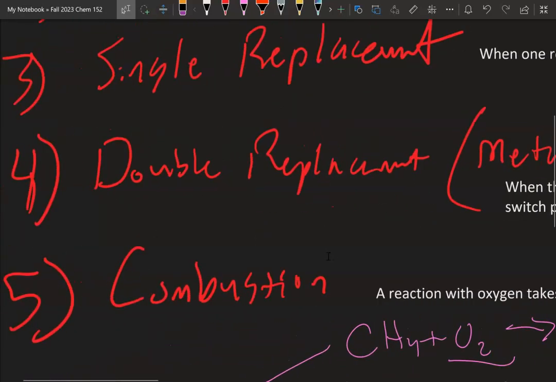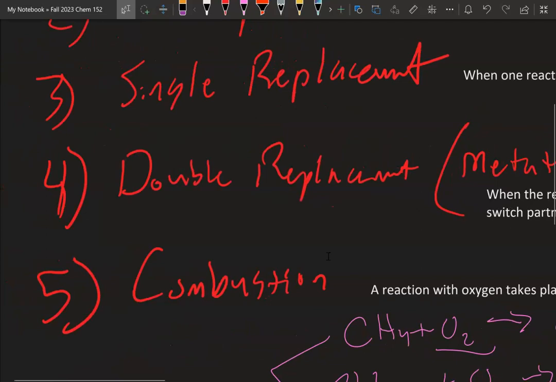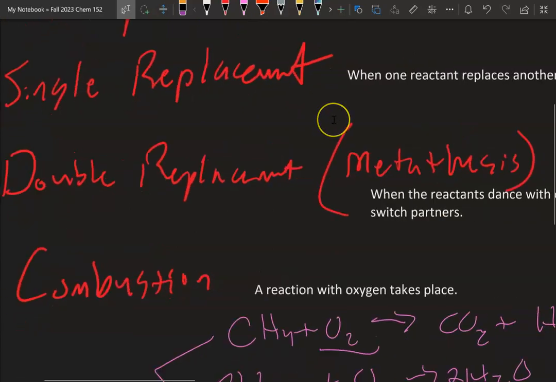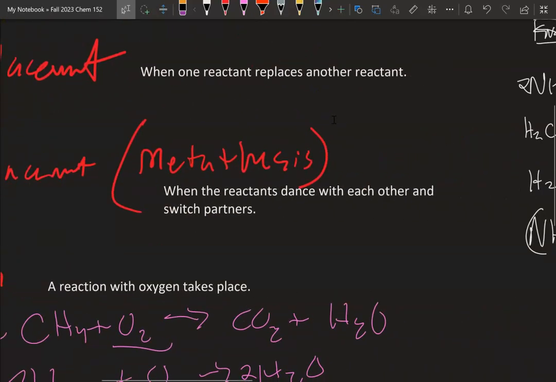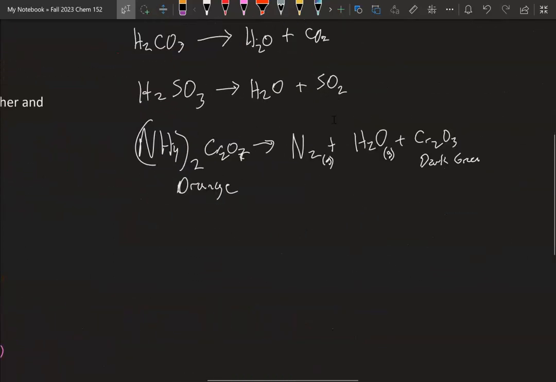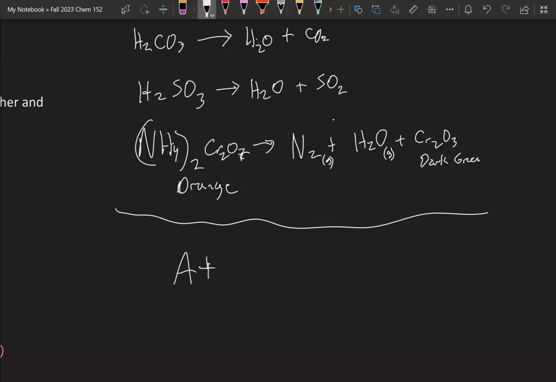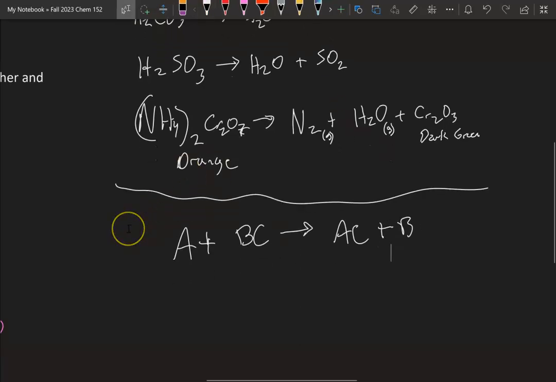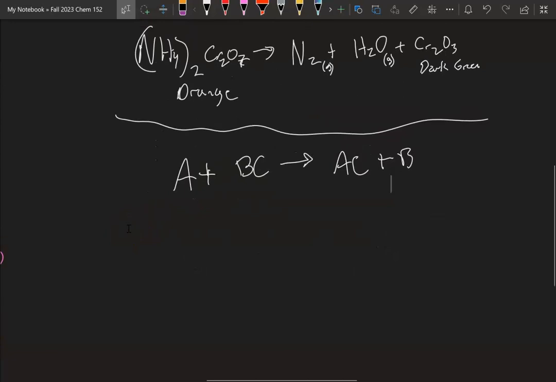Now, so again, we're just talking about the introduction to these different types of reactions. And so what we'll do here is we'll look at single replacement. And I'm not going to do much with this one, but I will discuss it since one reactant replaces another reactant. And the gist behind that is you take A and you're reacting it with a compound that's BC, and you're going to form AC plus B. So let me give you a couple examples here to follow up with that.